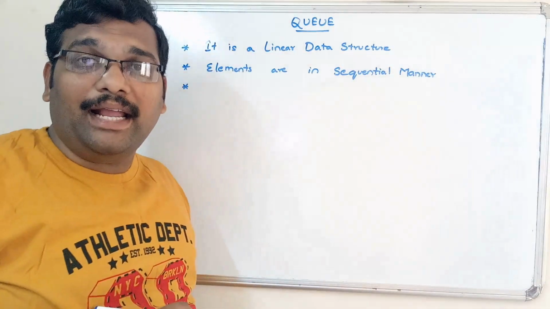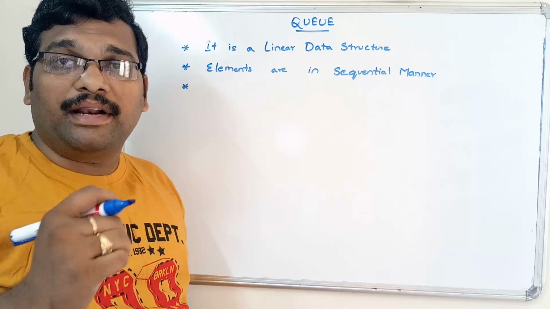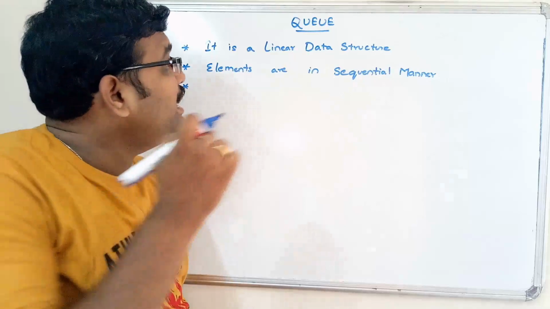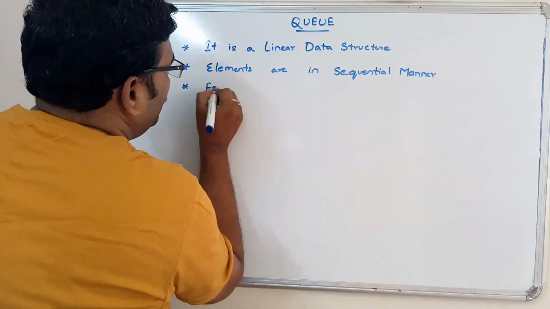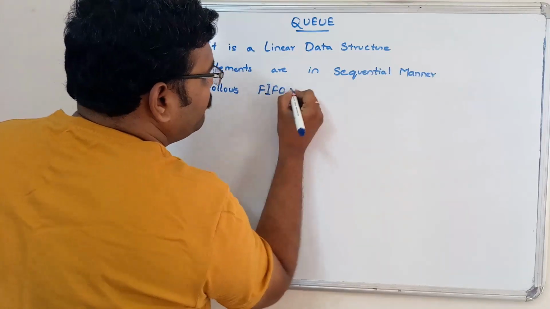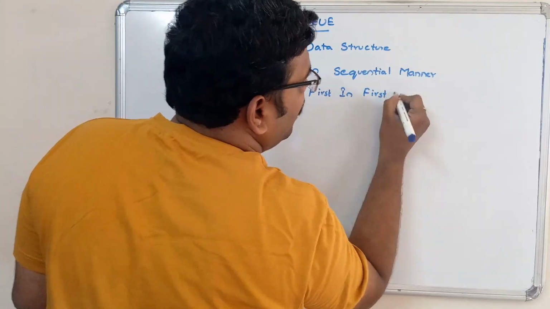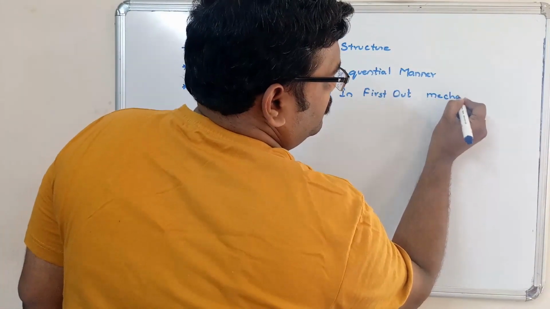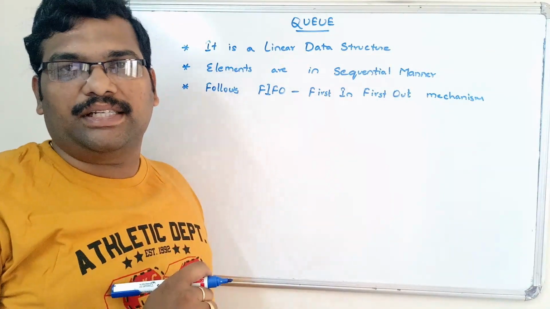Third point. In the stack, it follows the last in first out mechanism. That means the recently added element or recently inserted element will be removed first. Here the queue follows the FIFO mechanism, F-I-F-O, that means first in, first out. That means whatever element is inserted first can be removed first.